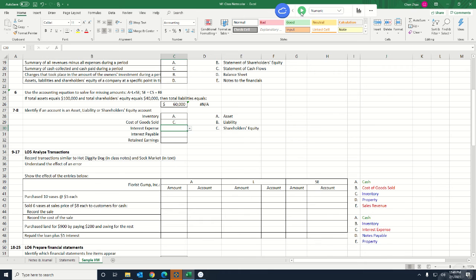You just answer that on iClicker, because I really want to know. I give you 30 seconds. What is interest expense? A, B, or C?